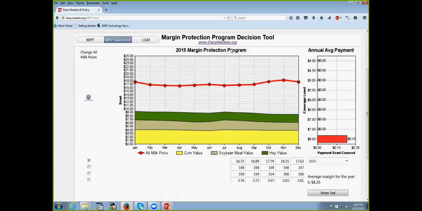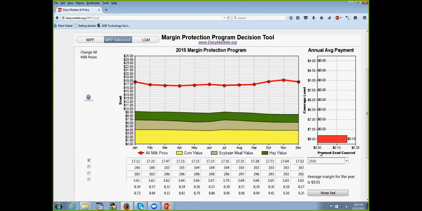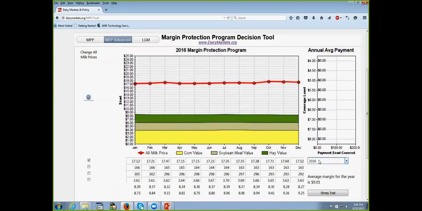But anyway, if you go to the Margin Protection Program Advanced, you get this screen, which hopefully, if I go to 2016, will fill in the rest of that. There we go. So down here is the coverage year that you're looking at. You could do 2017, but there's only a couple months there. Doesn't make sense. All right. So this is the same, except the labels are missing.